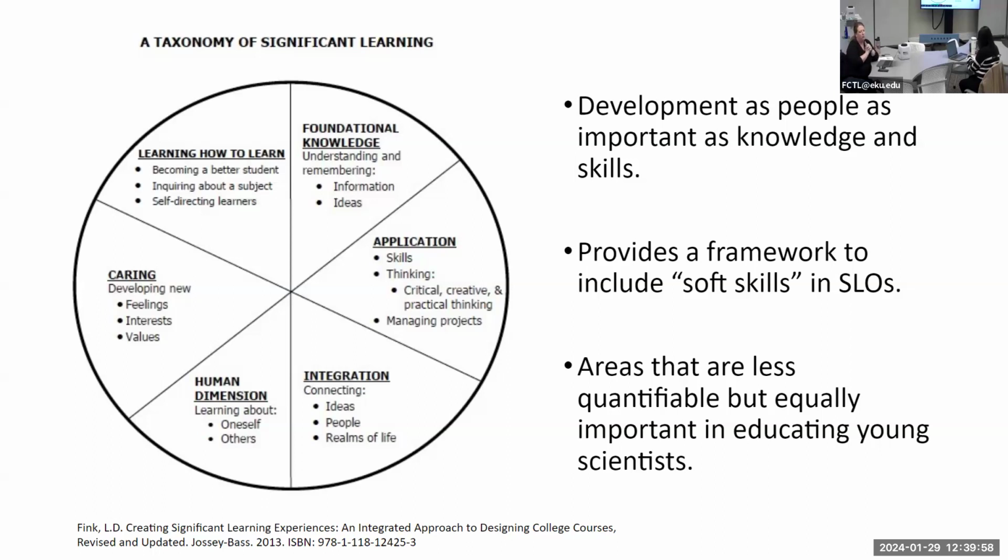And so what Fink postulated here was that there is more to a person than just developing skills. So this one includes areas that are much less quantifiable, but equally important in educating. I'm an educating scientist because that's my field, but educating all students really. It includes those soft skills or learning-based skills, or human interaction skills that we do still want students to come out with.